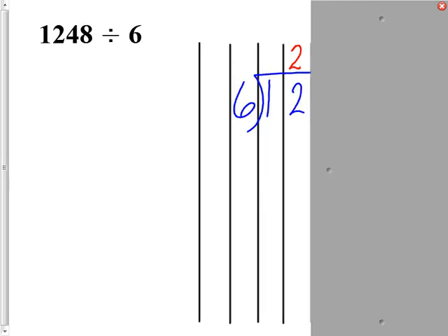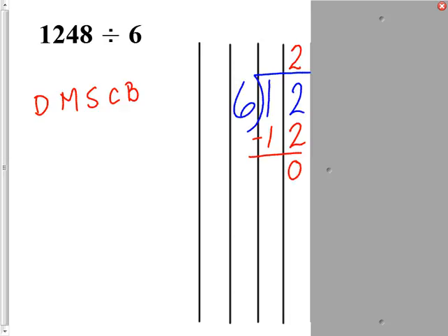Then multiply. And let's remember our steps here. Divide, multiply, subtract, check, bring down. So we've divided, now we multiply. 2 times 6 is 12. Subtract, 12 minus 12 is 0. Check, is 0 less than 6? Yes, it is.